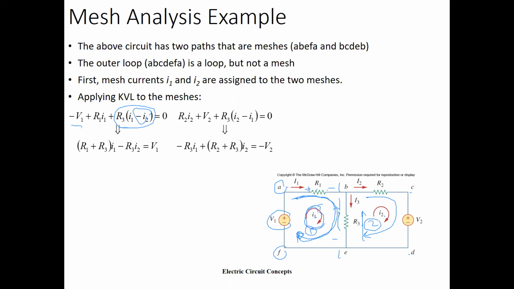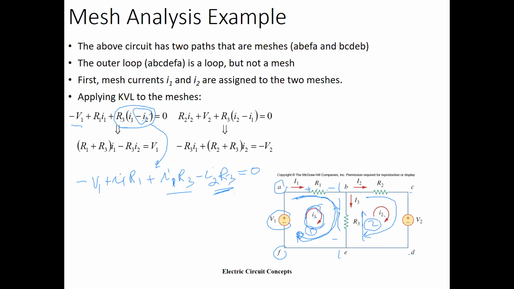Or as I said, we could write it this way. It depends on what technique you use. So we could say minus V1 plus I1 R1 plus I1 R3, and then we find the contribution of I2, which is minus I2 times R3, equals 0, which is similar to this one here. If we FOIL this one, multiply R3 times I1 and I2, we get this one here, and minus I2 R3 is the same.